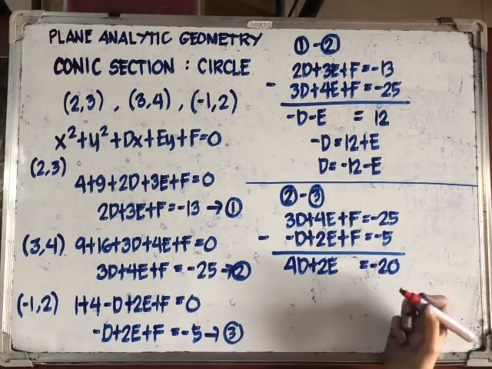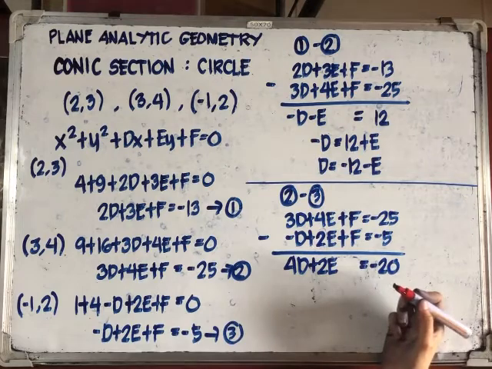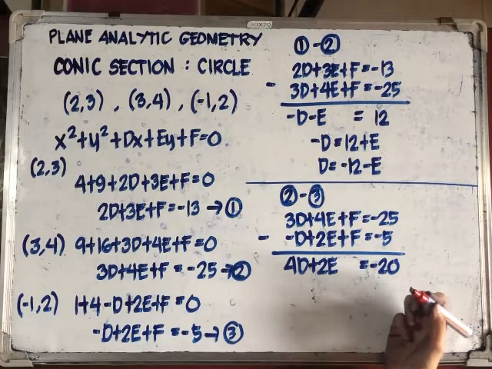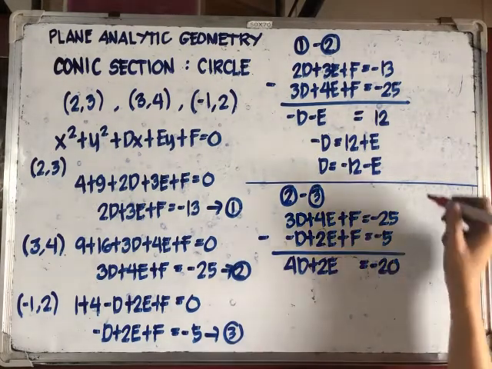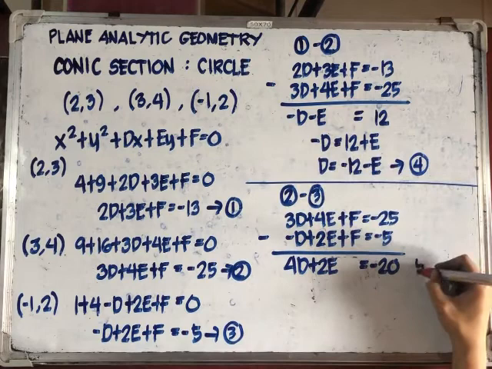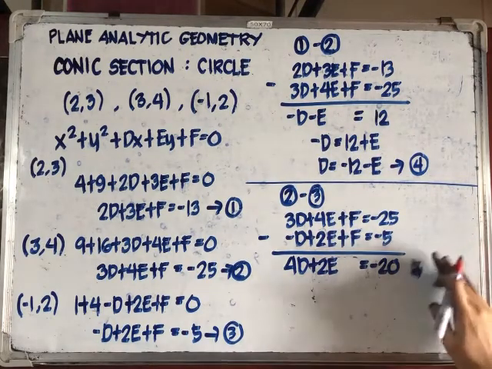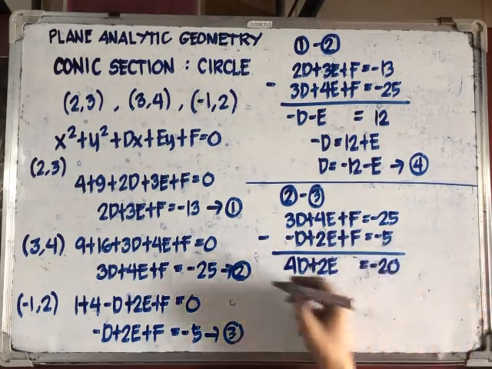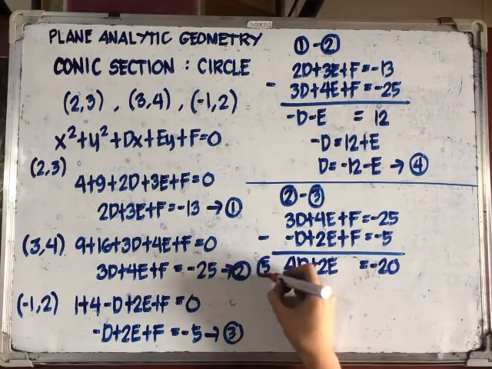Okay? Let's rearrange it a little. What we have here is... Wait. Let me label this number 4. This is number 4, right? Then I'll label this number 5. So this is your equation 5.